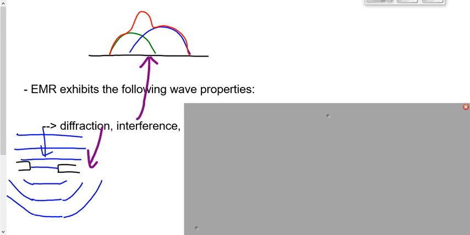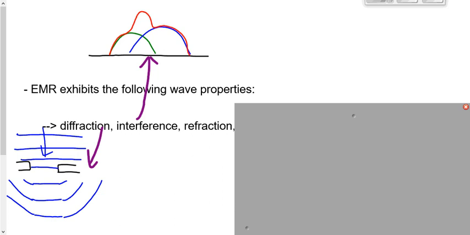Interference is when two waves combine to form either a bigger wave, as they do in this case, or a smaller wave, when you have a crest and a trough. That's interference. It's a property of waves. That is a clearly defined property of waves. But EMR exhibits this property. Therefore, EMR must be a wave, or at least two waves, an electric field wave and a magnetic field wave. The next one is called refraction.